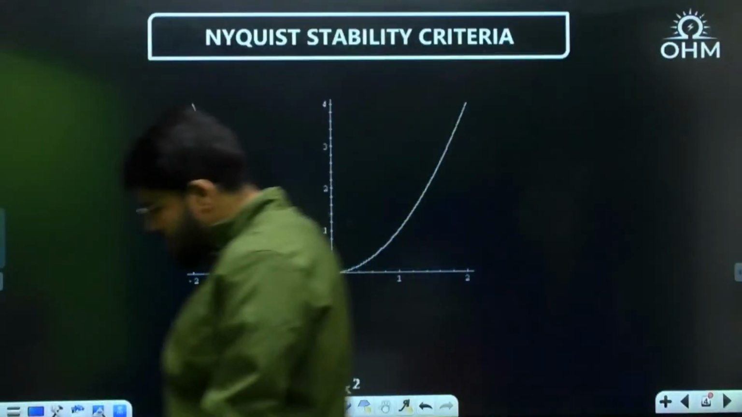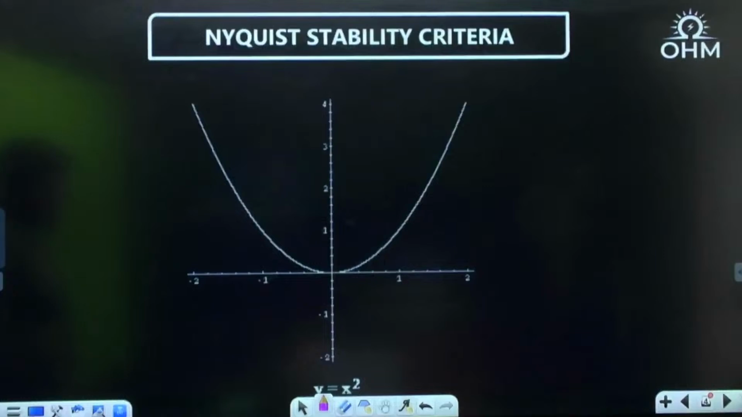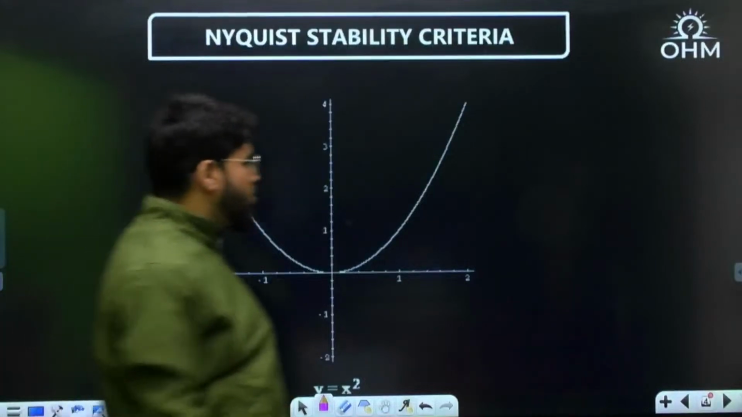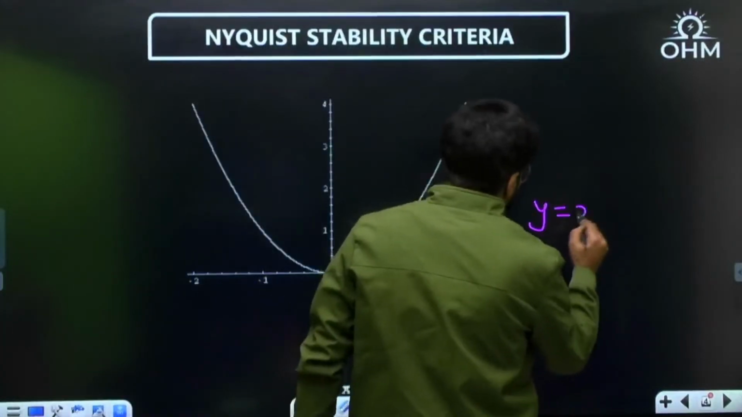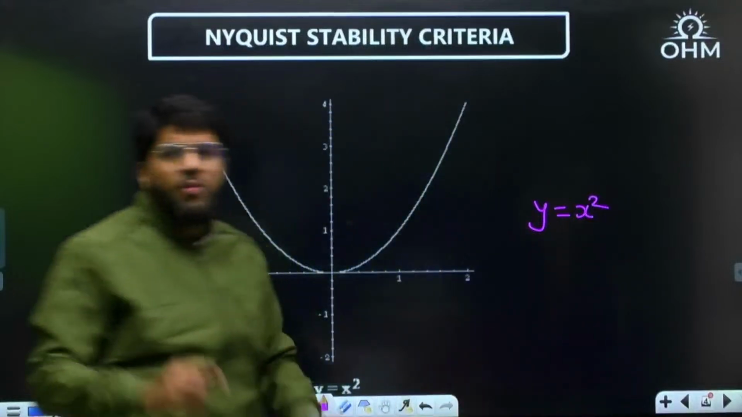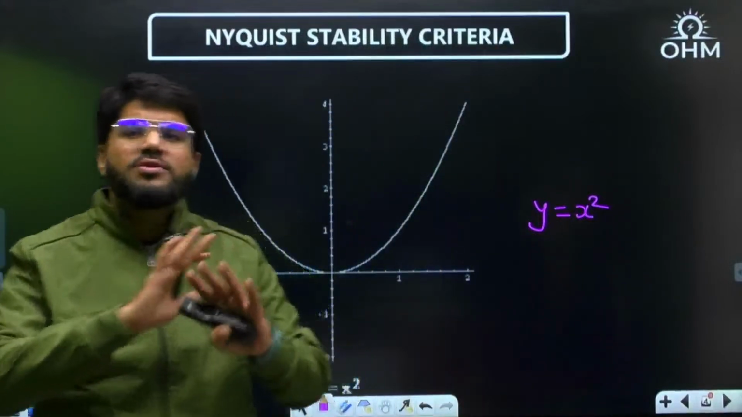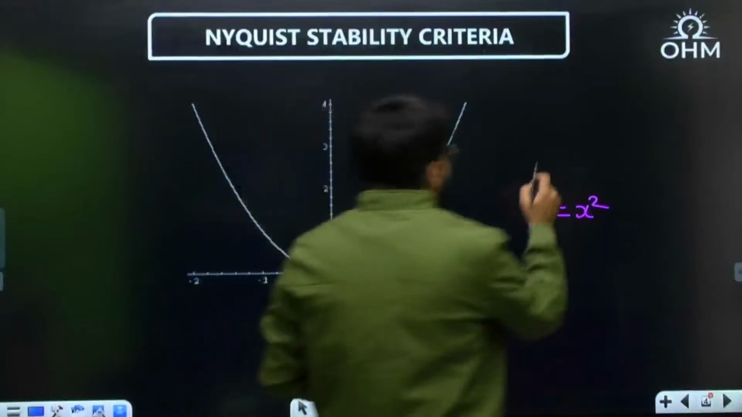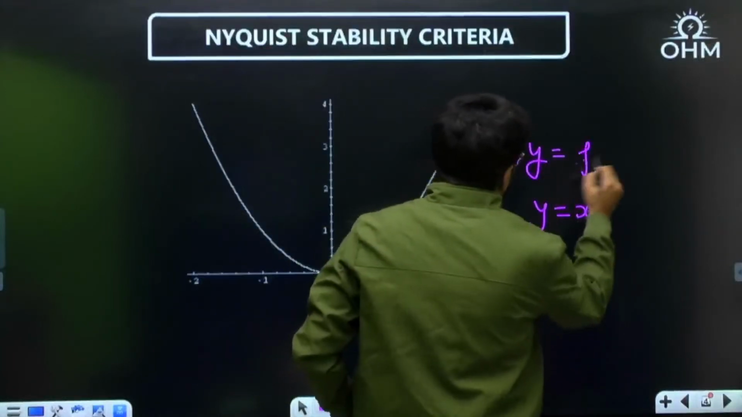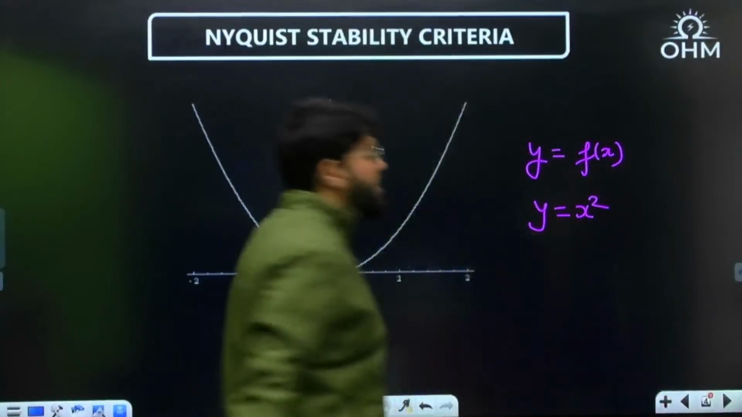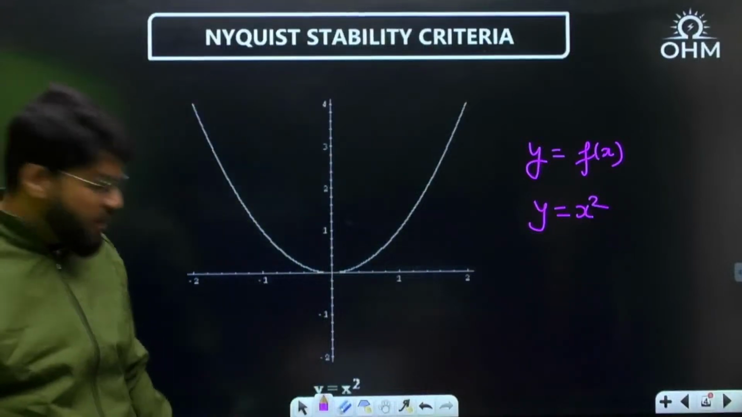Before I start, randomly you see a curve here, which is the parabolic curve, which we define as y equal to x square. Now when you want to sketch any real function of any real variable, y is a function of x. x is the independent variable, y is the dependent variable.